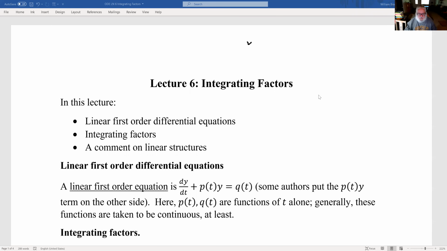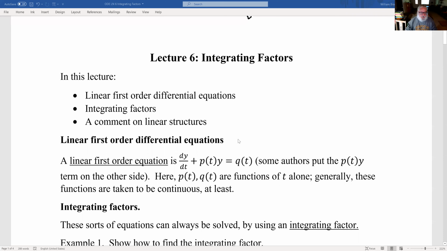Okay, lecture 6, integrating factors. So in this lecture, we will define what a linear first order differential equation is. We will do a couple examples of integrating factors and then comment on linear structures.